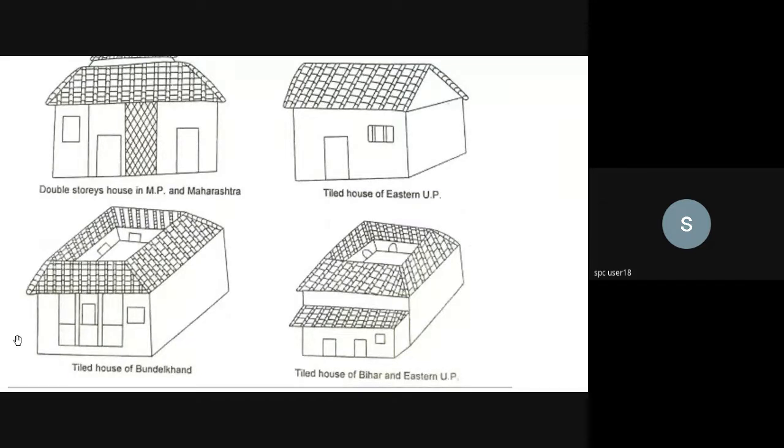Then, as far as the eastern part of the Gangetic Plain is concerned, that is Bundelkhand, Bihar and eastern UP, you'll see that they are tiled, and possibly because of the expanse of the area, they are relatively larger as compared to the houses in Maharashtra. The size of the family also could be a matter.